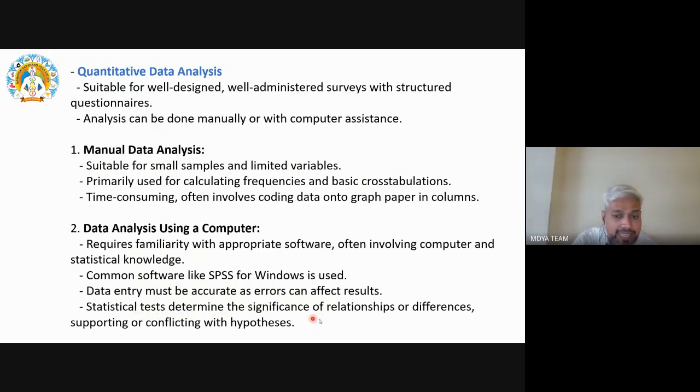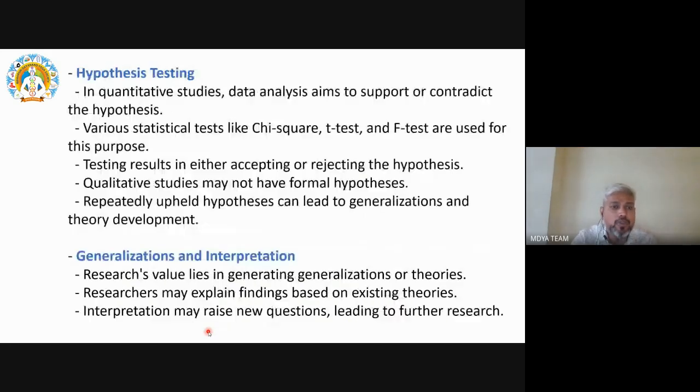Statistical tests determine the significance of a relationship or difference, supporting or conflicting with the hypothesis. What you do in processing and analysis is hypothesis testing. In quantitative studies, data analysis aims to support or contradict the hypothesis. Various statistical tests like chi-square, t-test, and f-test are used for this purpose. Testing results in either accepting or rejecting the hypothesis.